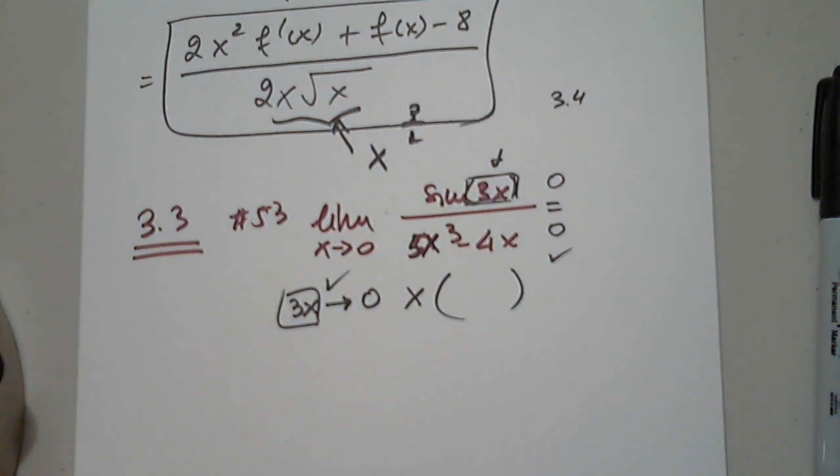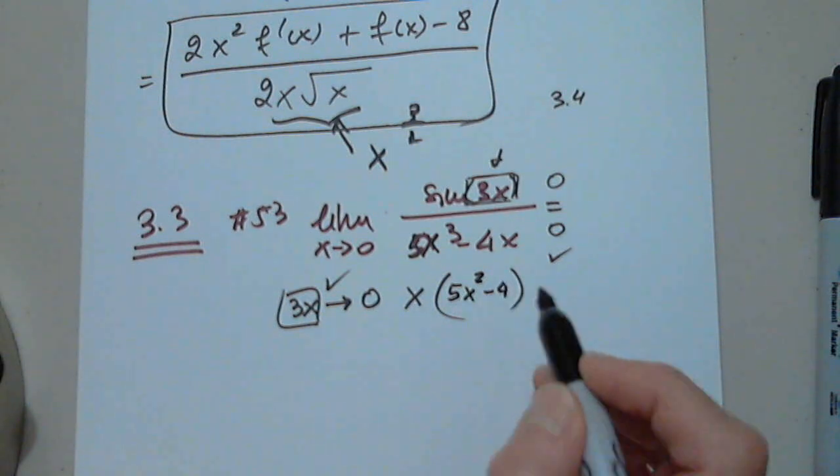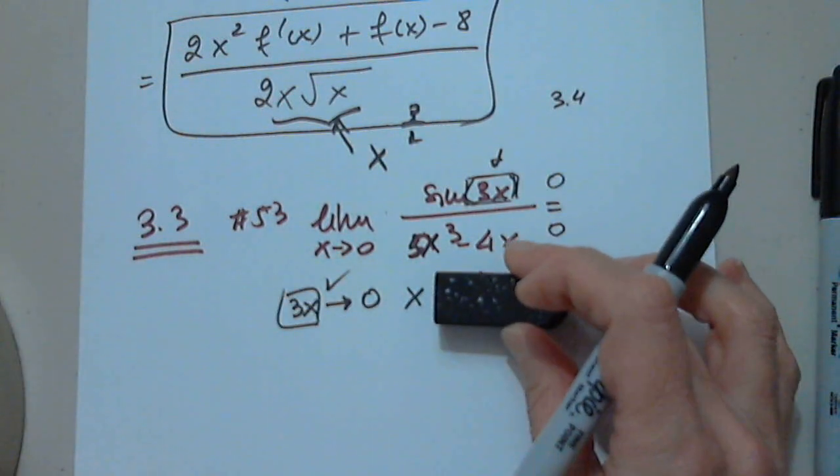We can't see. Yes, I just saw that. My camera has a mind of its own. What can I say? 5x squared minus 4. Awesome. Leave it alone for a moment.